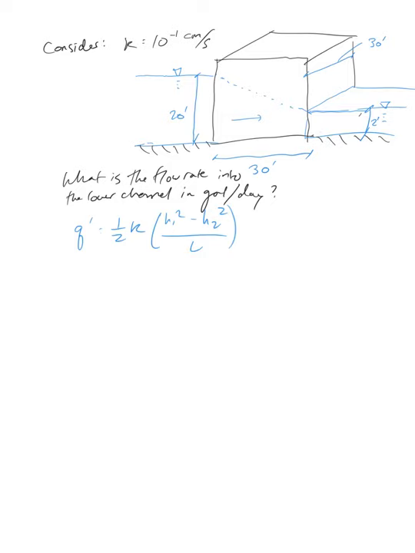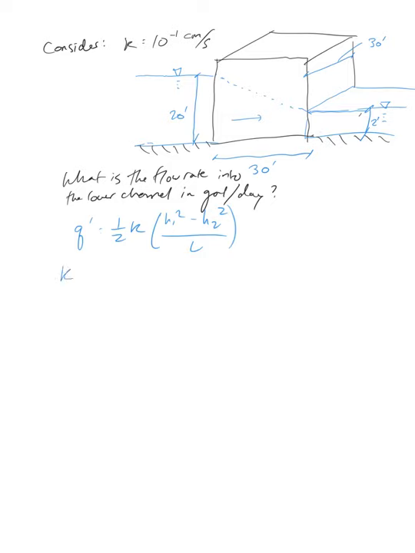But our K is in centimeters per second. Everything else in this is in feet. And in the end, we want it in gallons per day. So what I'm going to do is convert my hydraulic conductivity, which is right now in centimeters per second, into a strange unit, which is gallons per minute foot squared. And that's going to make it easy to just plug in this equation.